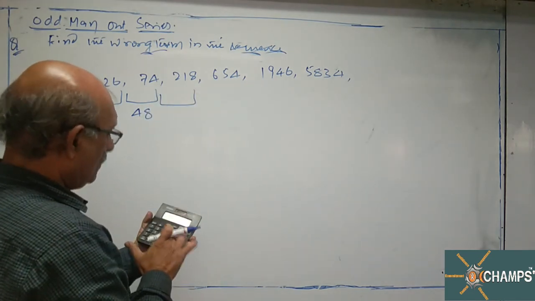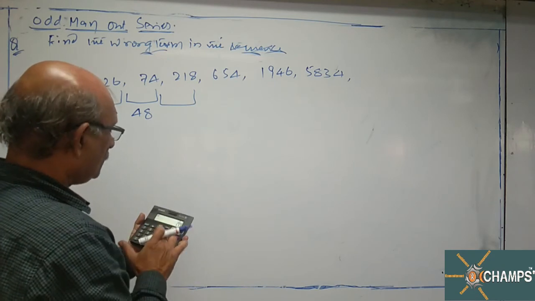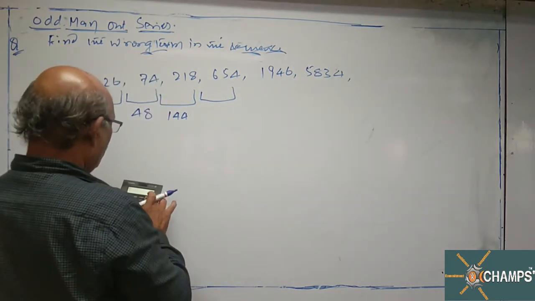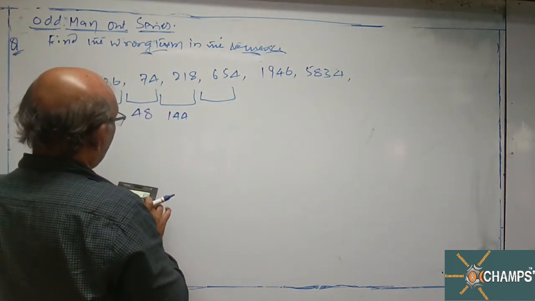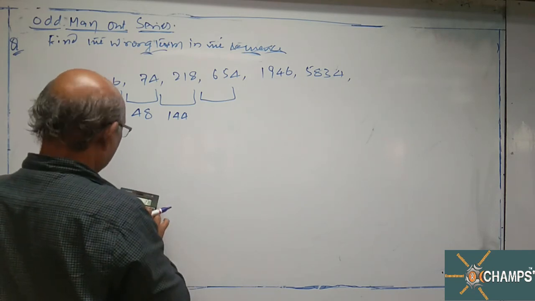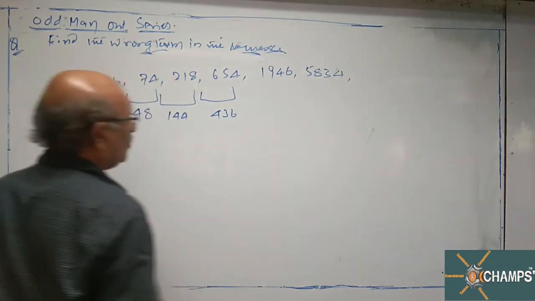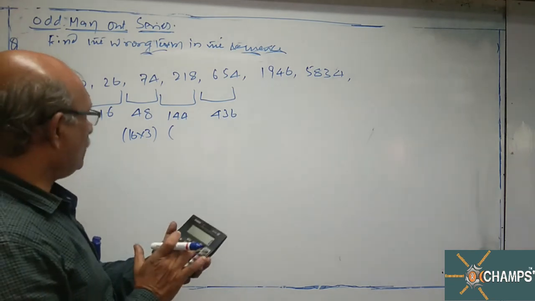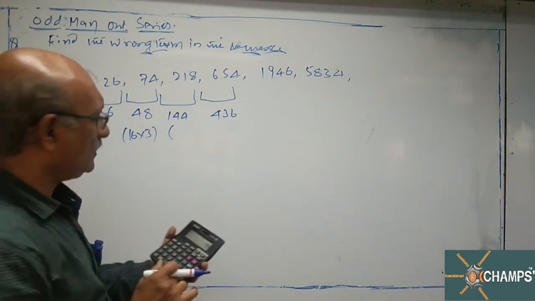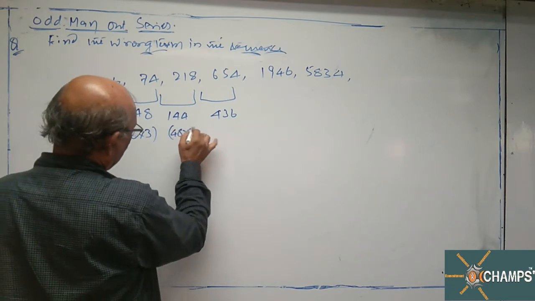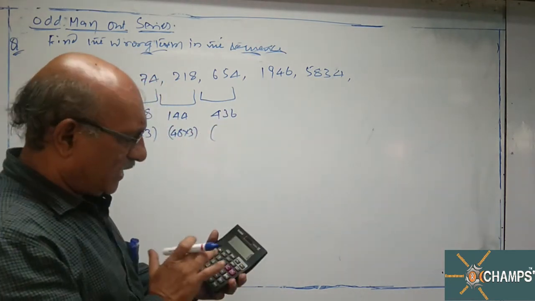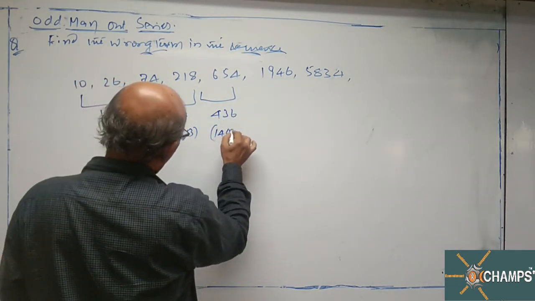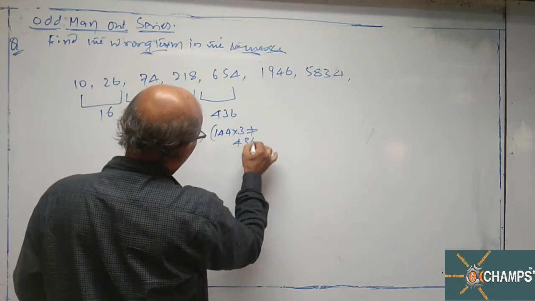218 minus 74, 144. Now 654 minus 218, 436. This way it is going on. So this is 16 into 3, sir. Next 48 into 3, 144. 144 into 3 is 432. 144 into 3 is not equal to 436.